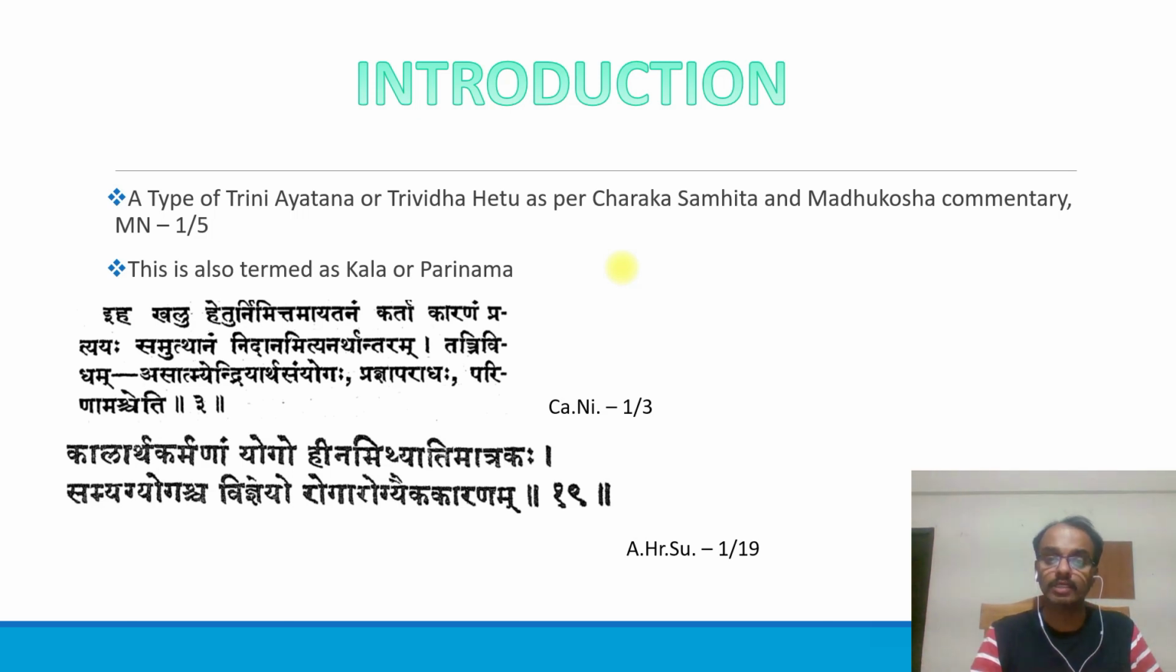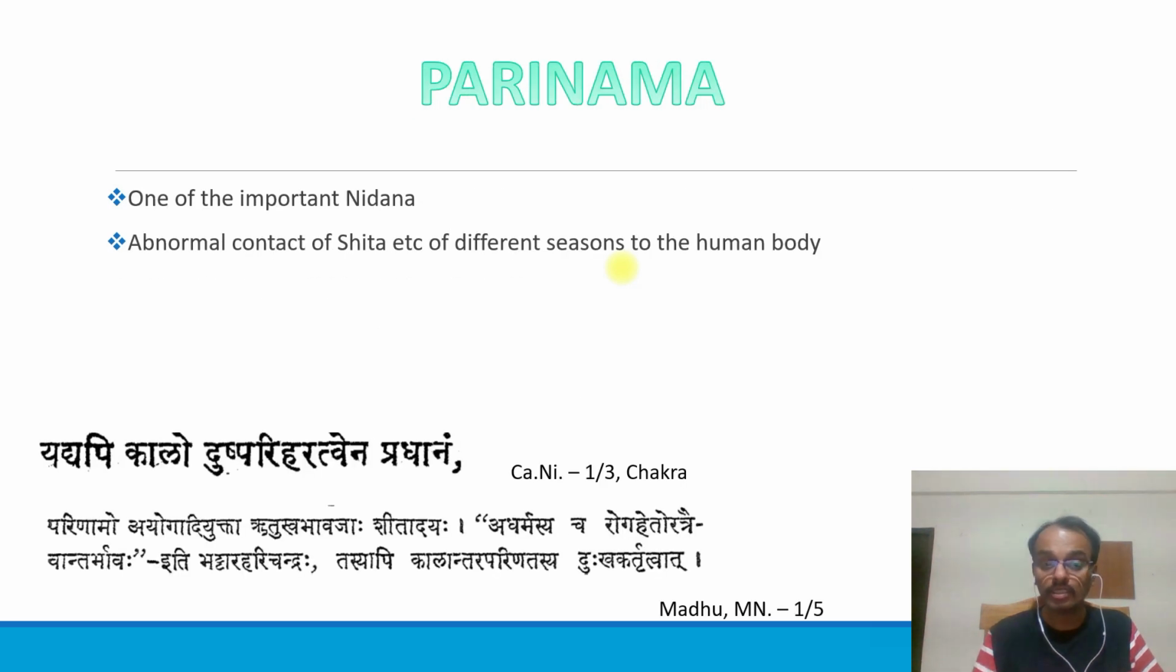The description of this context is available in Charaka Samhita, Nidana first chapter, though it is available in other scattered references in other areas also, but mainly it is seen in this chapter. Even in the Madhukosha commentary, in the context of types of hetu, it is mentioned as: yadi api kalo dushpariharattvena pradhanam, because of the unavoidability of Kala from each and every person, each and every object. That's why Kala is considered to be pradhana in nature.